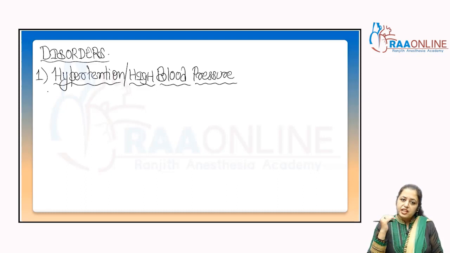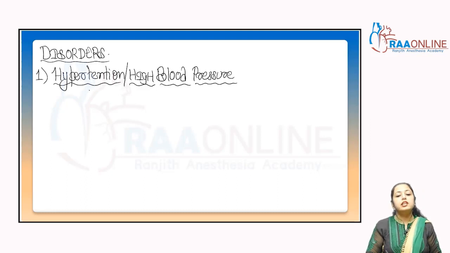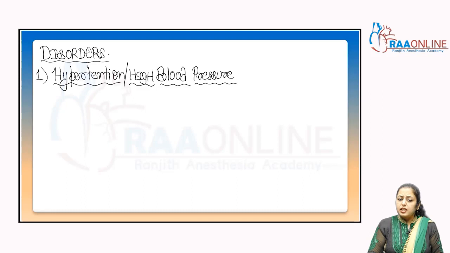But if it exceeds that, that means systolic pressure exceeds 140 mm of Hg and diastolic pressure exceeds 90 mm of Hg, then we can call it hypertension or high blood pressure, right? There are a lot of reasons for hypertension or high blood pressure. Maybe the person is in a stress condition, right?